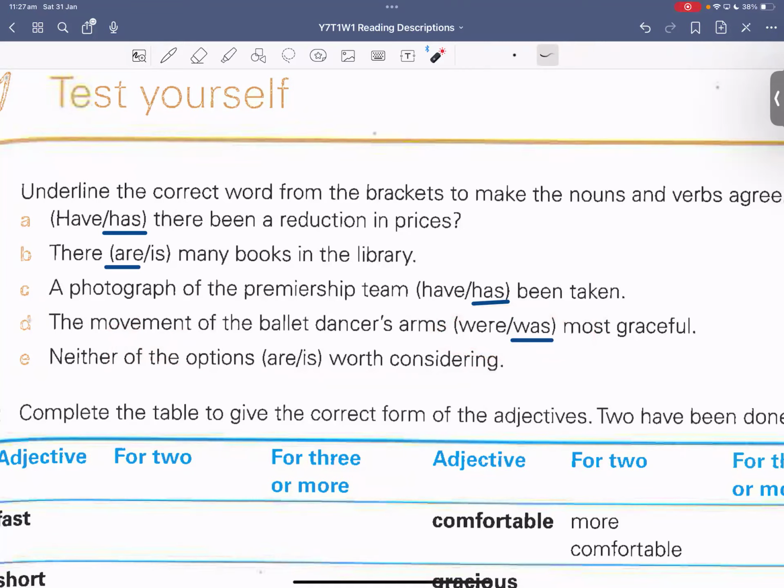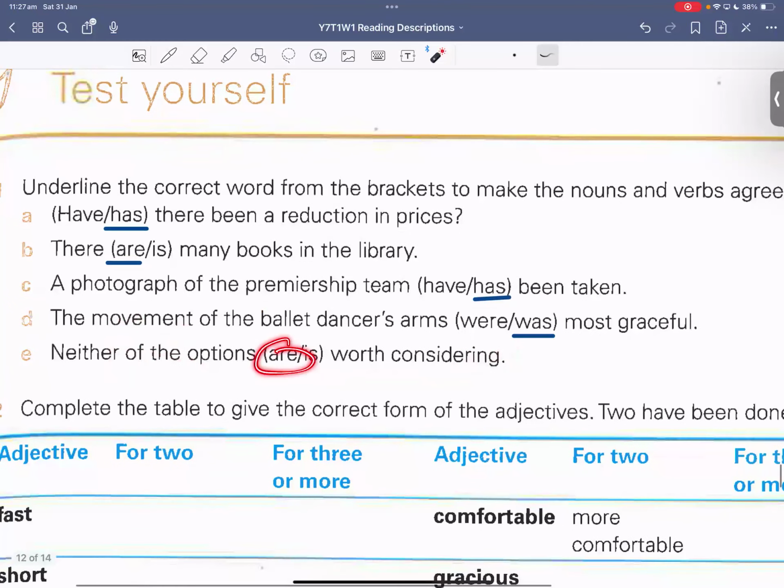E, neither of the options are or is worth considering. Yes, is, because neither is talking about two different options.